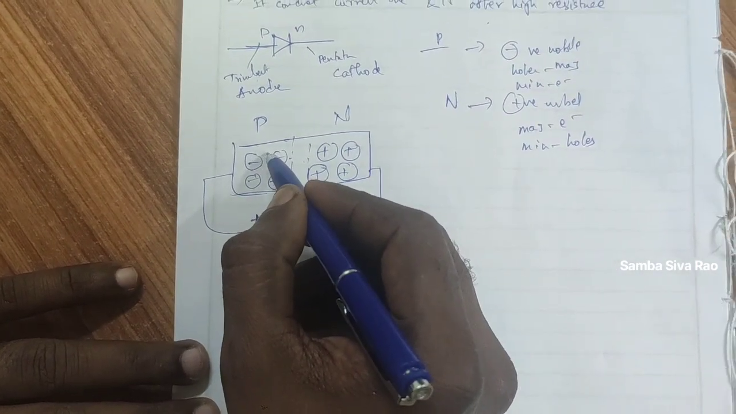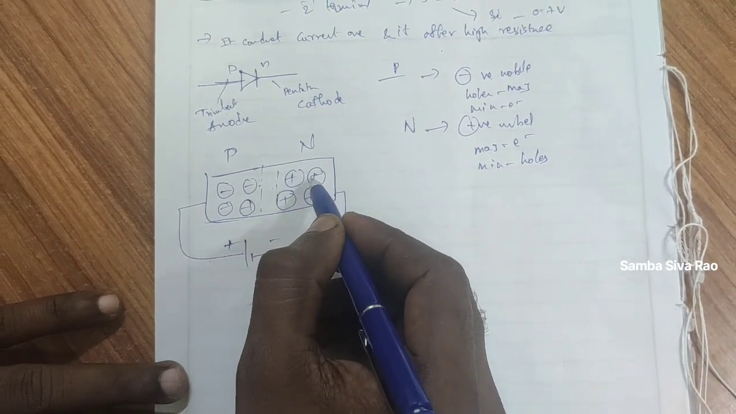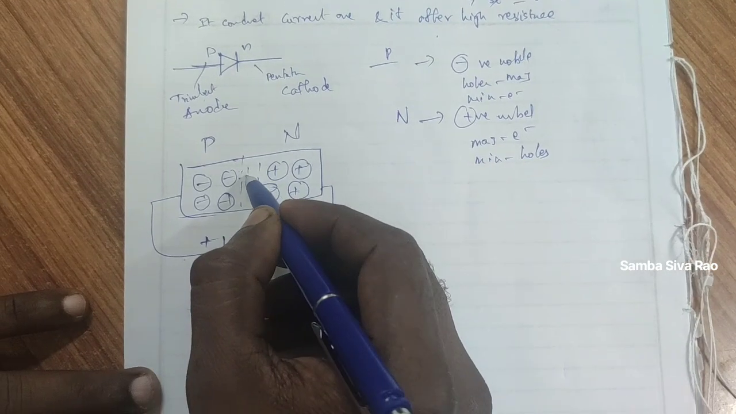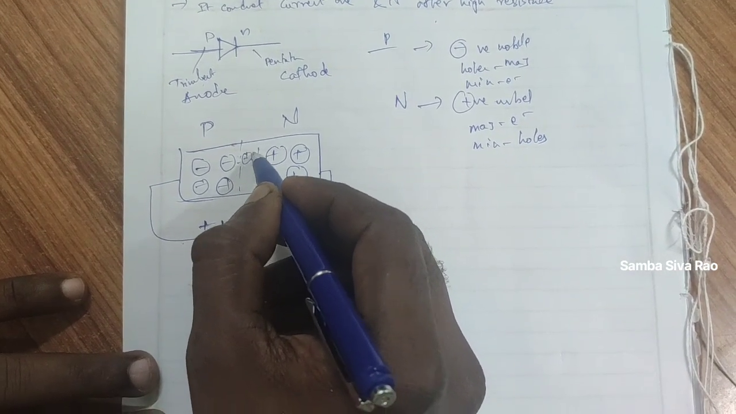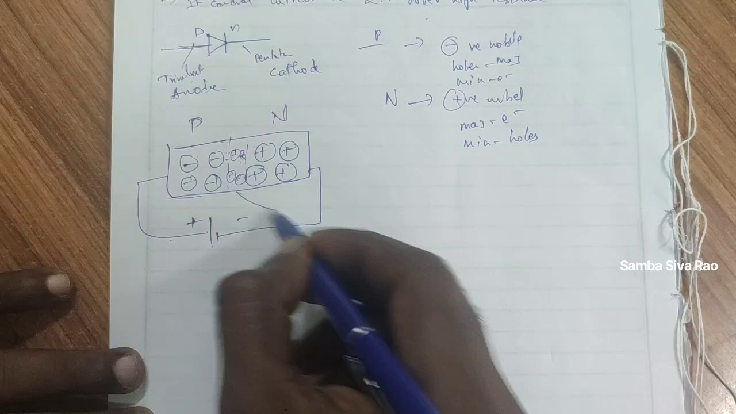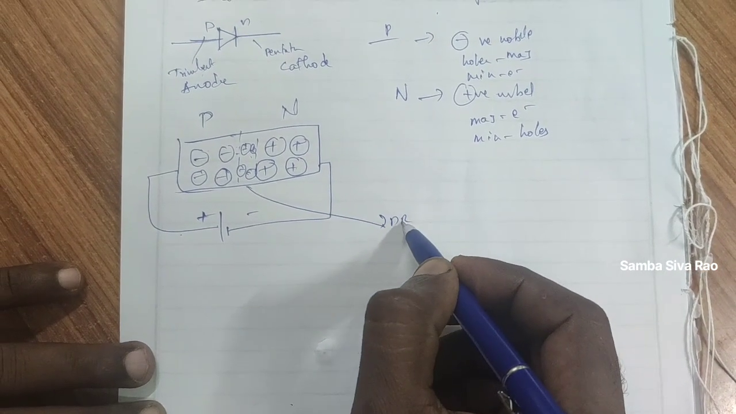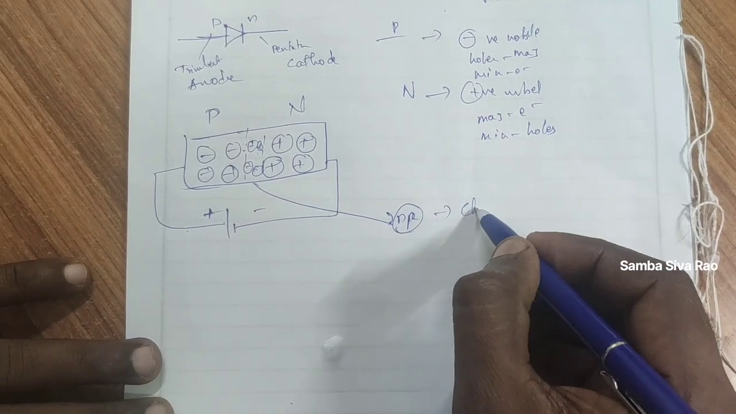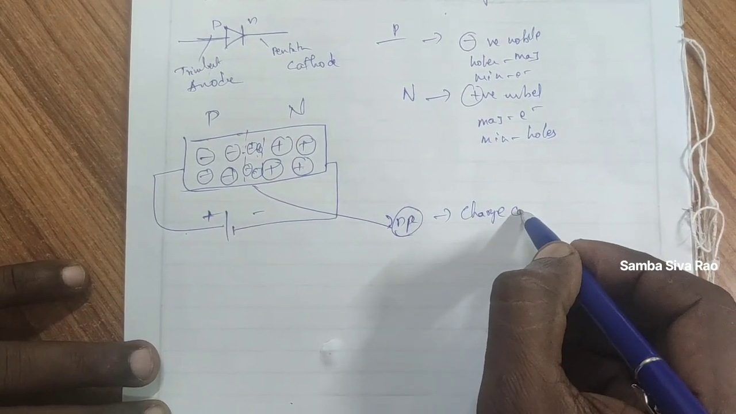the majority carriers, holes, move into the N type, and the minority carriers, electrons, move into the P type. They form a junction, nothing but the depletion region. Once this region is formed, the charge carriers cannot travel from one place to another.